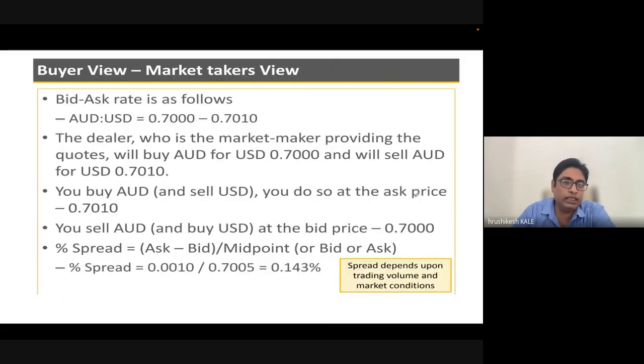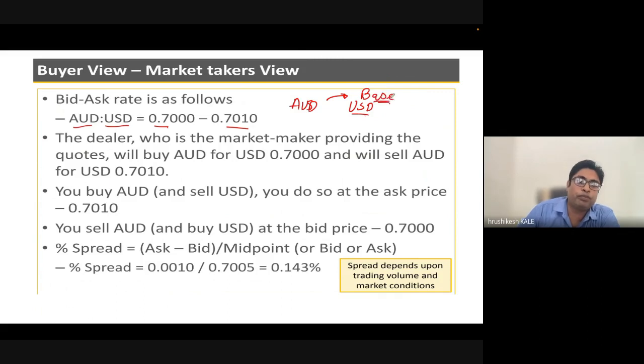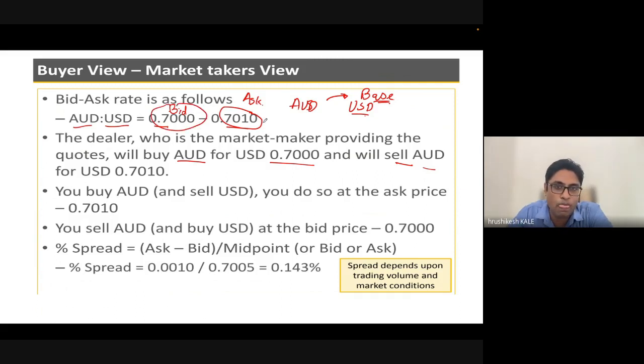Now, let us take an example. This is a bid ask rate of AUD to USD: 0.7000 and 0.7010. Always remember AUD is your base currency and USD is your price currency. All these quotes are based on your base currency. A dealer will buy AUD from you at 0.7000, so this is the bid rate. And he will sell AUD at 0.7010. That is ask. So always the first rate written is bid and the second rate written is ask.